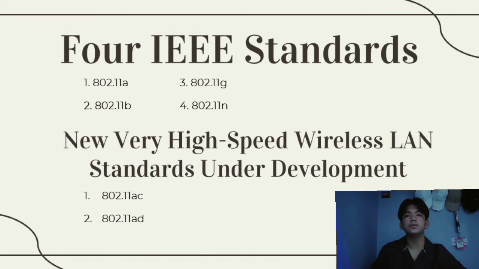Transmission speeds are defined through 4 IEEE standards: 802.11a, 802.11b, 802.11g, and 802.11n. And there are two newer very high-speed wireless LAN standards under development, which are 802.11ac and 802.11ad.